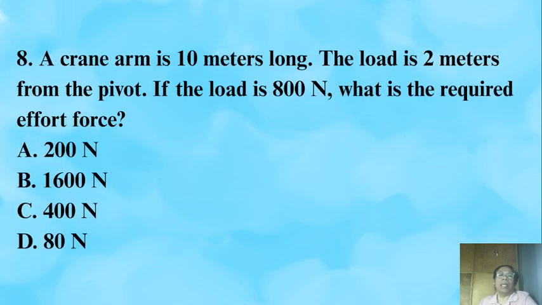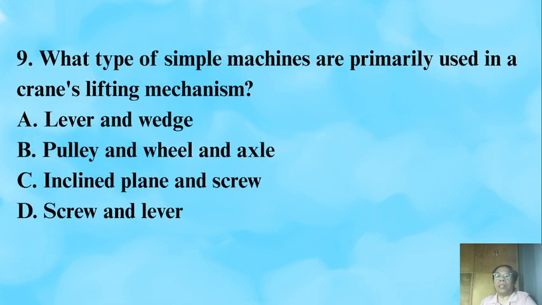Number 8, a crane arm is 10 meters long. The load is 2 meters from the pivot. If the load is 800 Newton, what is the required effort force? Letter A, 200 Newton. Letter B, 1,600 Newton. Letter C, 400 Newton. Letter D, 800 Newton.